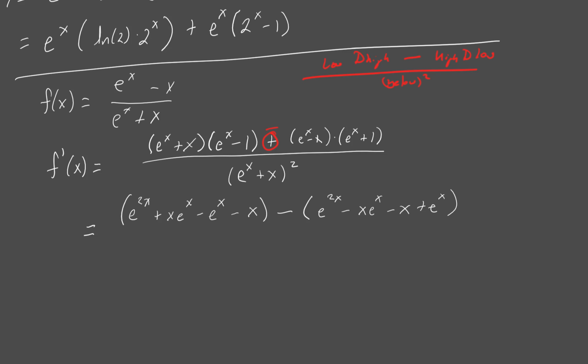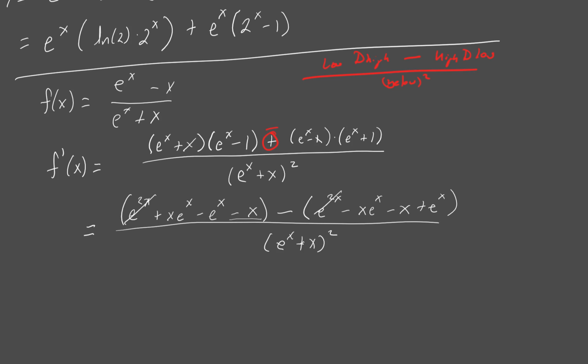So let's see what happens here. We still have to put it over e to the x plus x squared. Okay, I've got an e to the 2x and an e to the 2x, right? Those guys are going to cancel because I've got the minus sign between them. So those guys cancel. I've got an x e to the x and a minus x e to the x, so that's going to become a plus 2 x e to the x. I've got a minus e to the x and a minus e to the x, so that's going to be a minus 2 e to the x.